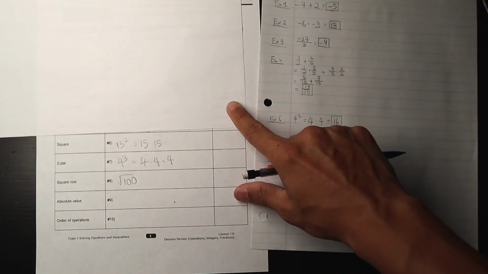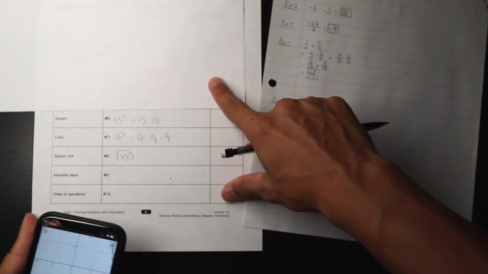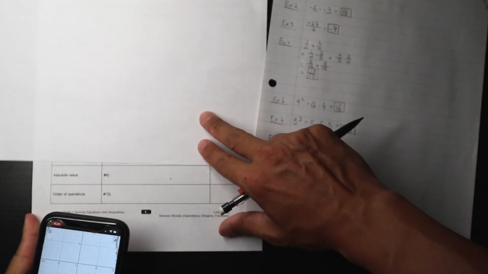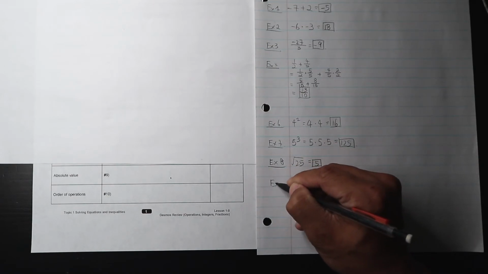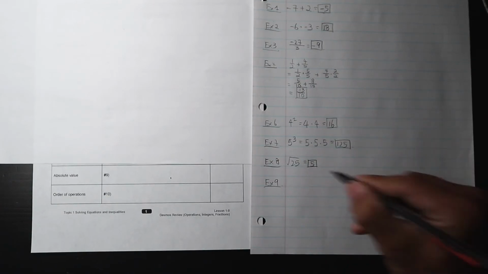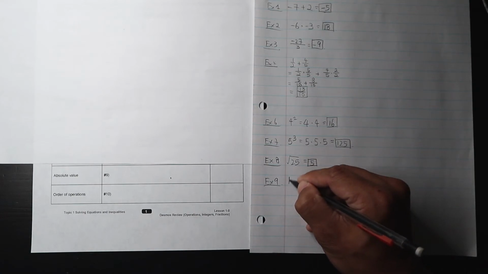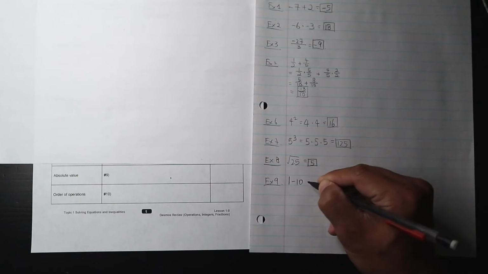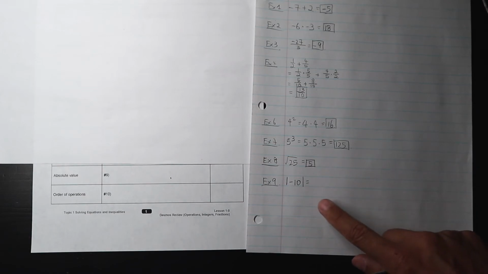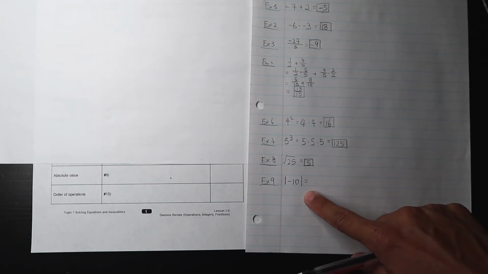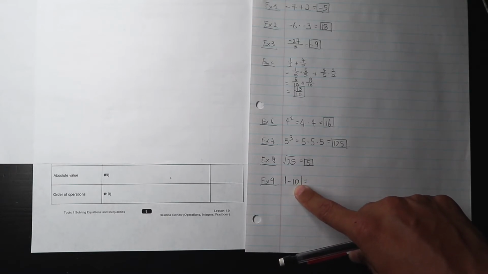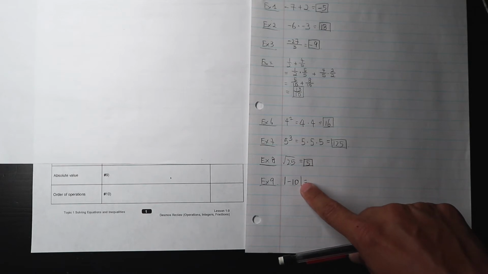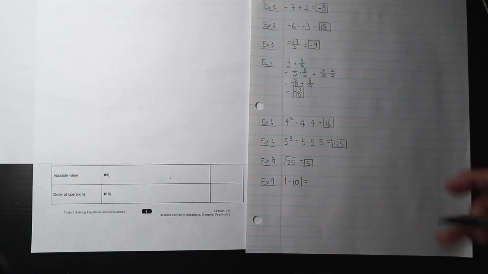Well, next is, we're almost done, is absolute value. So how would you find absolute value? Let me give you an example. Example 9. Back in the days, you learned, what is absolute value of negative 10? Well, absolute value means I just want the positive part of a number. So the absolute value of negative 10 means I want to find out how far away is the number negative 10 away from 0 on the number line.